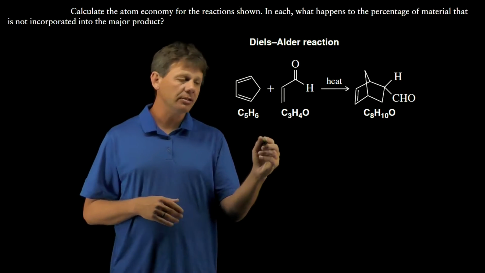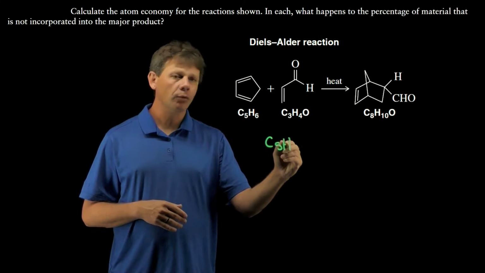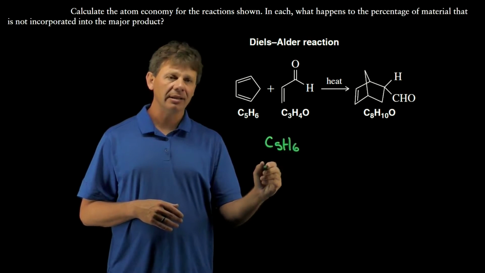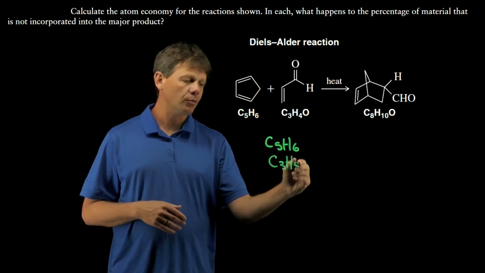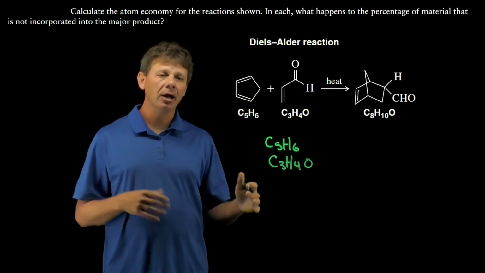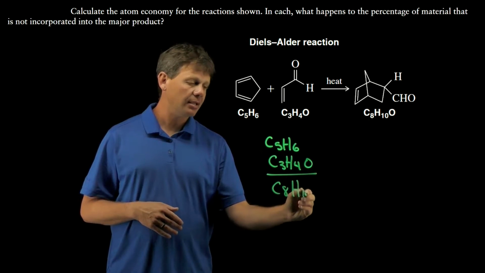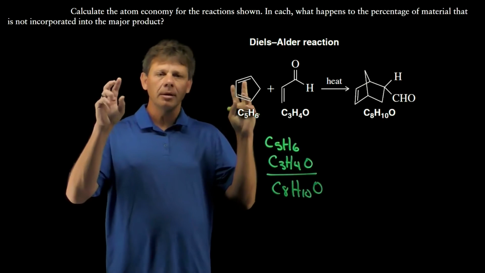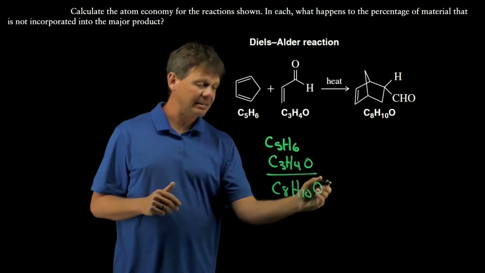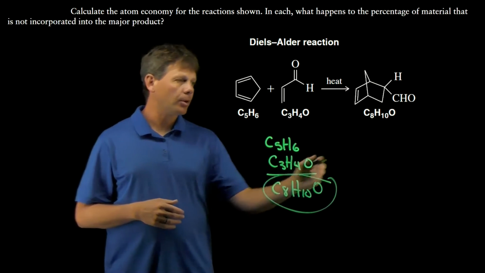And so we can actually do this problem by adding up the molecular formula of the two reactants, C5H6 plus C3H4O, and comparing that total, C8H10O, so we've used this much. If we looked at the molecular formula of our reactants, it's that. What's the molecular formula of our products?